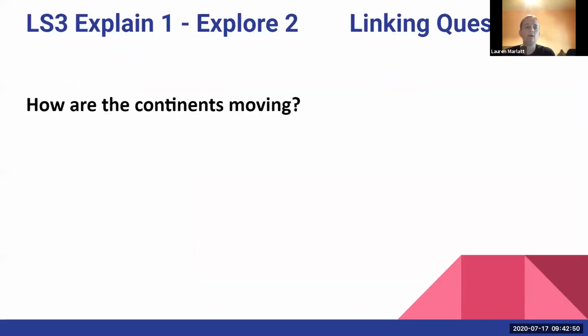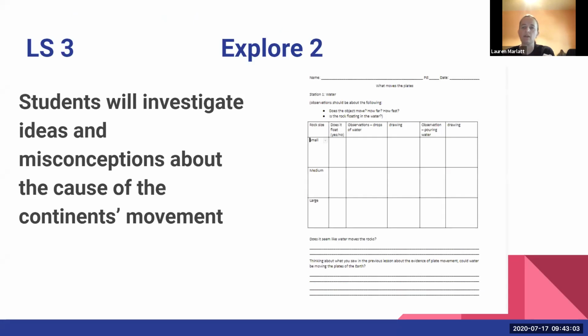So after we discovered that, we're going to get into our second explore-explain cycle. Our next explore is going to get at how they are moving. We got them to the idea that everything moved, so now we've got to figure out what causes them to move. With the explore, the students are going to try to figure out what could cause something solid, like the continents, to move.